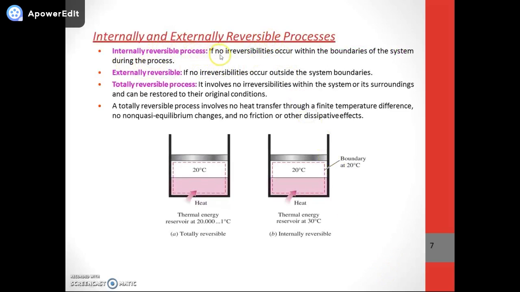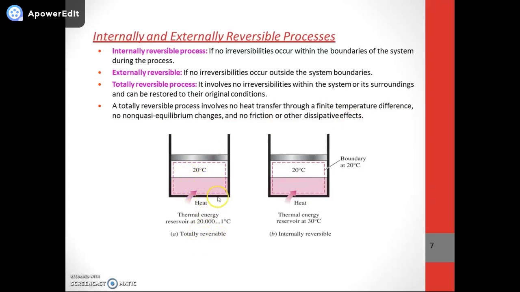So, internally and externally reversible processes. By internally, if no irreversibilities occur within the boundaries of the system during the process. Okay, so externally reversible, if no irreversibilities occur outside the system boundaries. So a totally reversible process involves no irreversibilities within the system or its surroundings and can be restored to their original conditions. Okay, so a totally reversible process involves no heat transfer through a finite temperature difference, no non-quasi-equilibrium changes, and no friction or other dissipative effects.